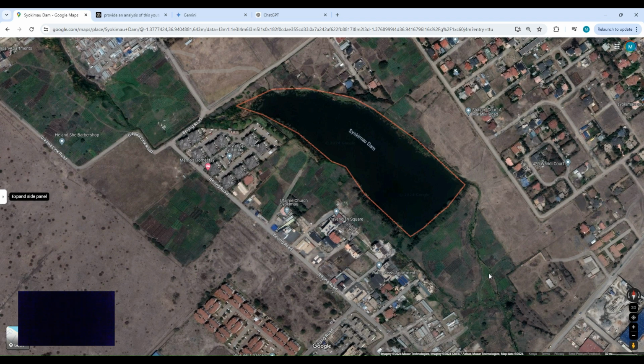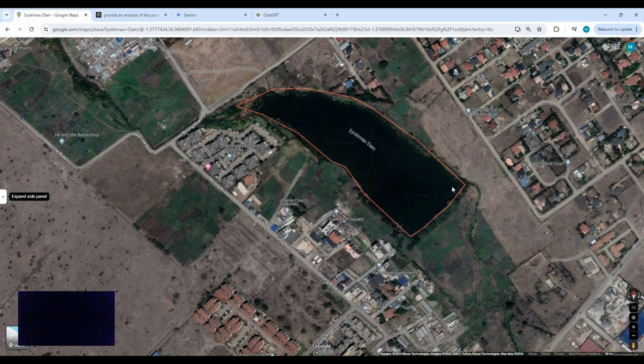So today's video is basically going to be looking at the inlet flows to understand how this water moves to get to Syokimau Dam. The idea is also to probably answer the question as to why some very famous estates around Syokimau continuously flood.